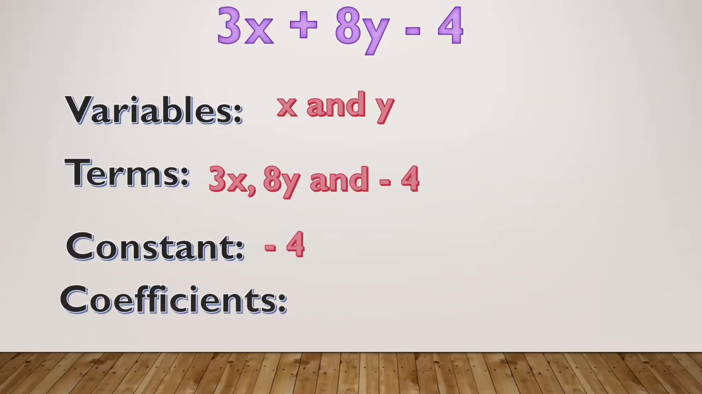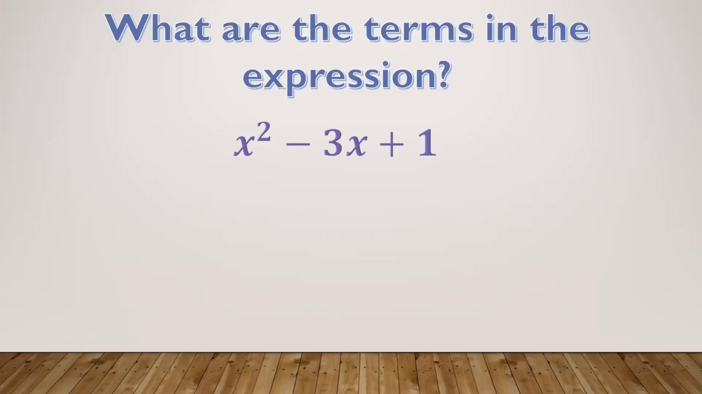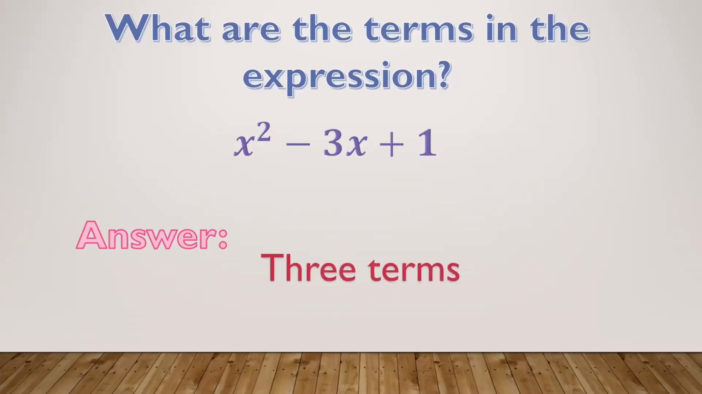Now we have 2 coefficients. We have a coefficient of 3 and a coefficient of 8. They are both the number part of the term. Okay, so let's take our vocabulary here. What are the terms in the expression? Well, let's look at this. How many terms are there in this one? This one has 3 terms. You have x squared, negative 3x, and 1.